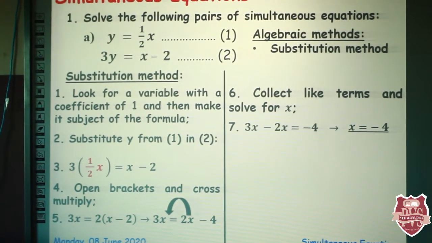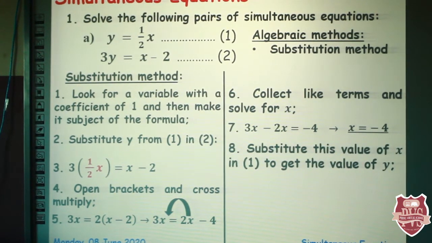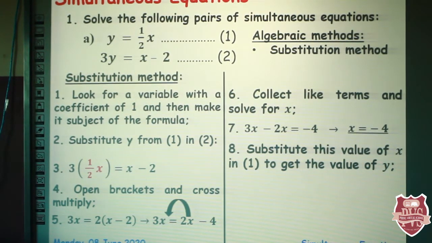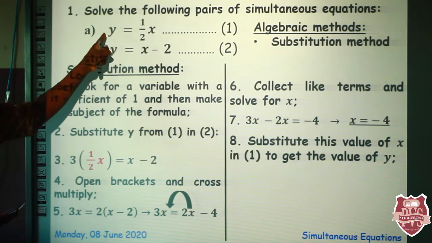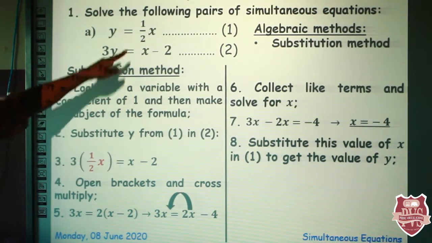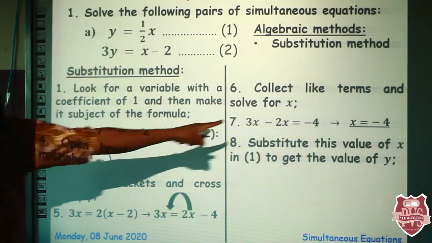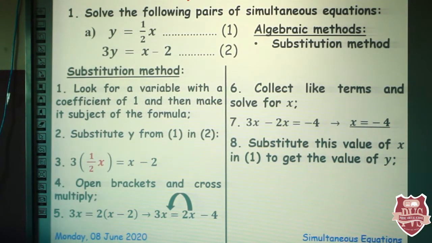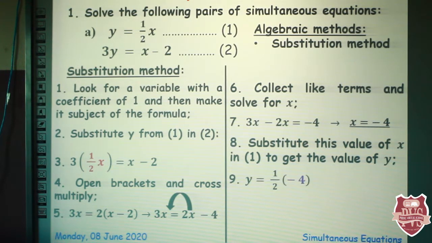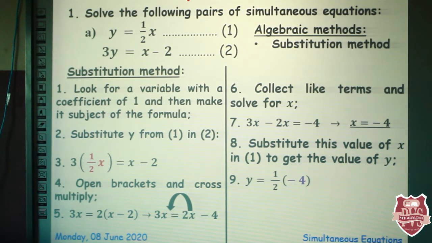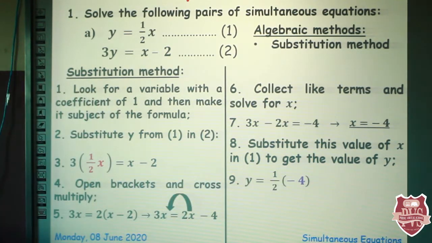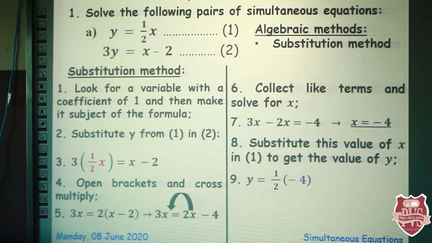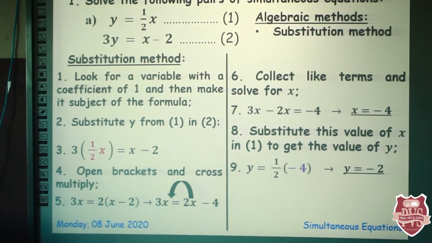X is minus 4. So given this value of x, you now substitute in equation 1 to get the value of y. So anywhere you see x in equation 1, you replace with minus 4, because now we have a value for x, which is minus 4. So that's equation 1, y is equal to half x, but the x is now replaced with the value of x, which is minus 4. And so when you simplify that, half times minus 4, the 2 goes in minus 4 to give minus 2. So your final answer, the value of y, is simply y is equal to minus 2.